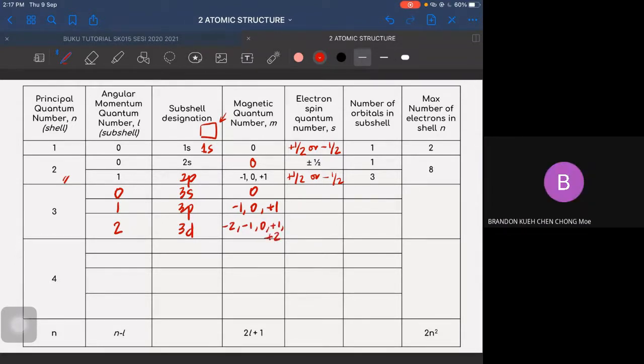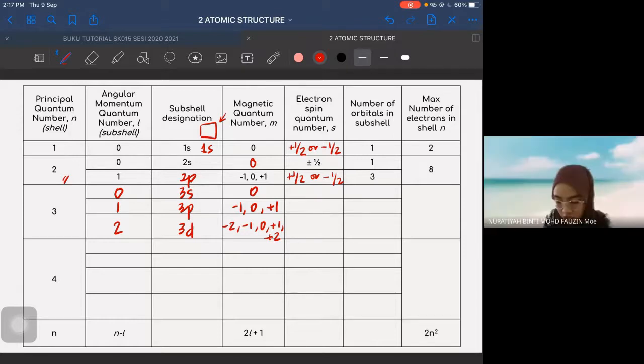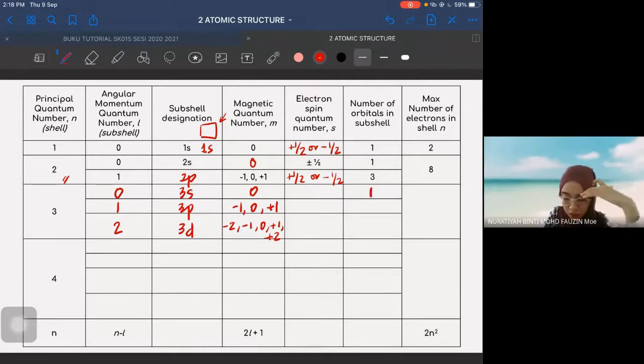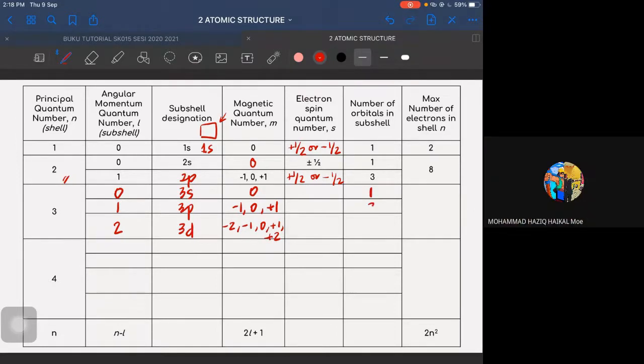Minus 1, 0, plus 1, plus 2. Plus 1, plus 2. Very good. So yang ni sama je lah, ini saya tak nak tulis lah. Ni awak tahu. Yang ni, okay, number of orbitals in subshell? 1. 3. 5. Okay, very good.